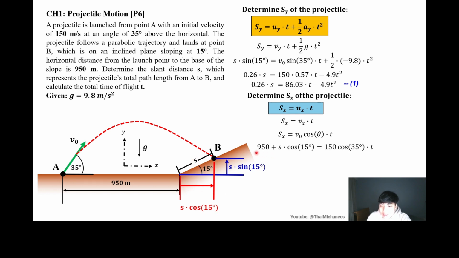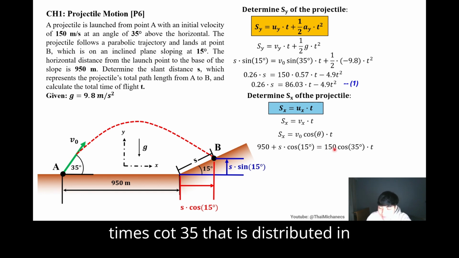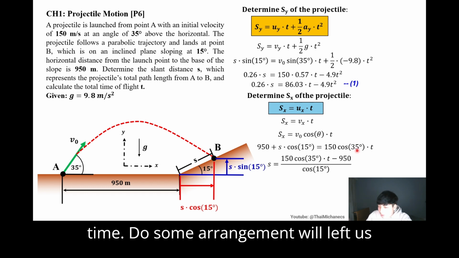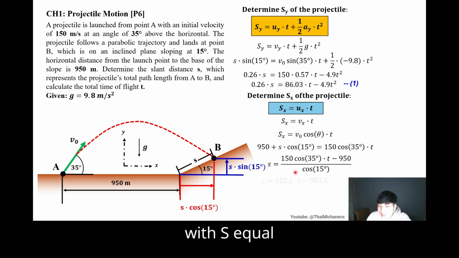Okay, so we do a summation here. The total x-axis displacement is 950 plus s cos 15 degrees, equal to 150 meters per second times cos 35, that is the velocity component in the x-axis, times the flight time. Do some arrangement and we will be left with s equal to 127 times t minus 983.